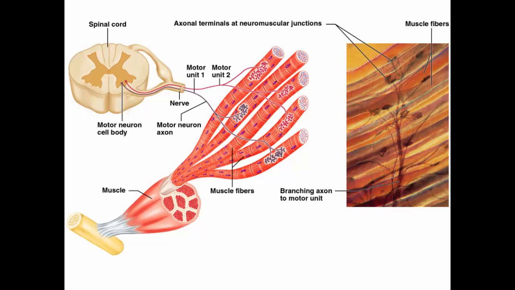Here is one nerve that has two neurons in it. This neuron sends axons to two muscle cells, so this is one motor unit. This neuron sends axons to three muscle cells, so that's another motor unit. One neuron will affect only the muscle cells in its motor unit.